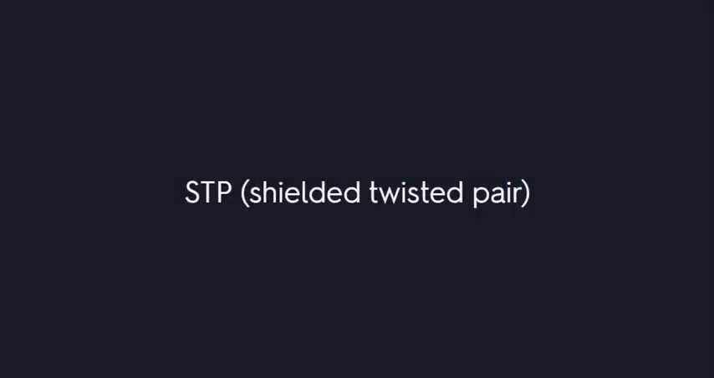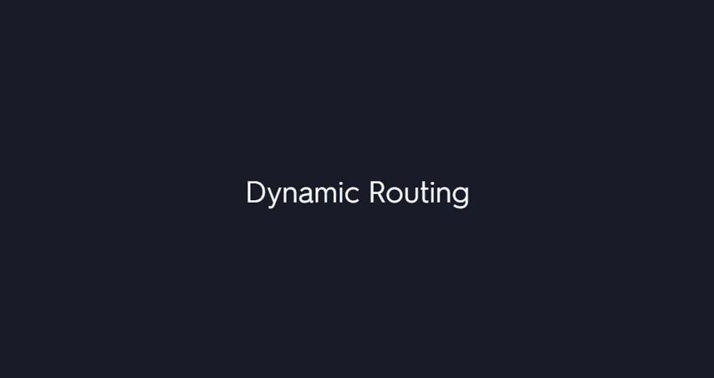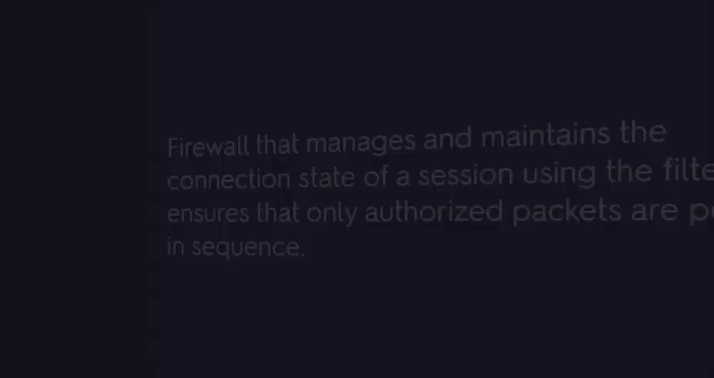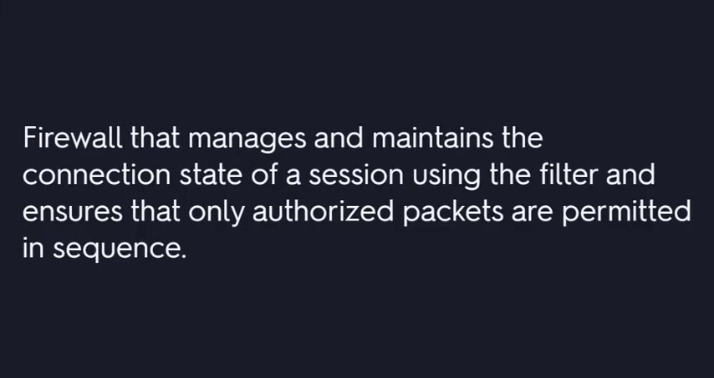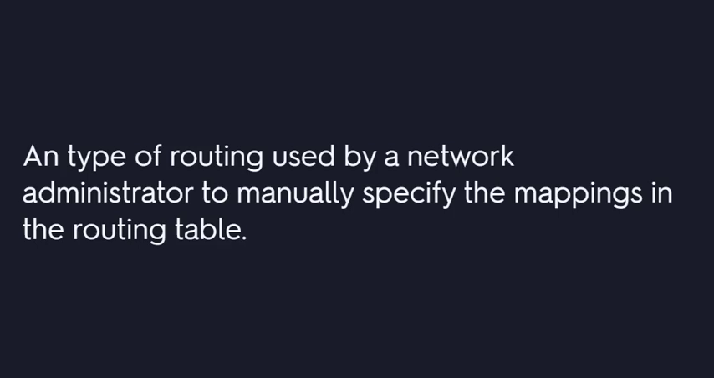STP. A type of routing that automatically builds and updates routing tables by using route discovery operations. Dynamic routing. Firewall that manages and maintains the connection state of a session using the filter and ensures that only authorized packets are permitted in sequence. Stateless firewall. A type of routing used by a network administrator to manually specify the mappings in the routing table.